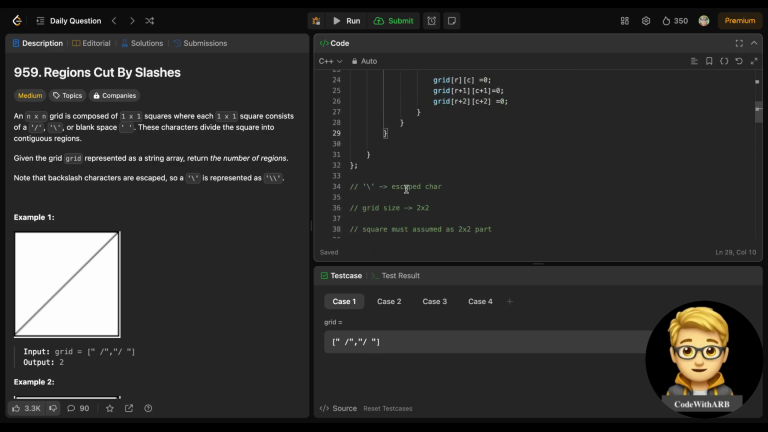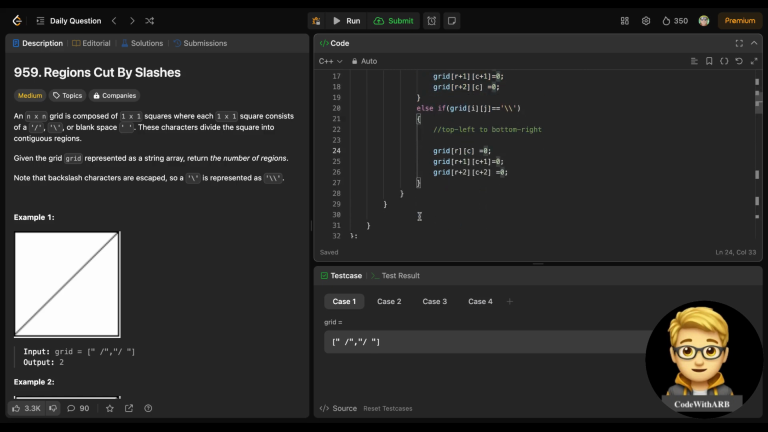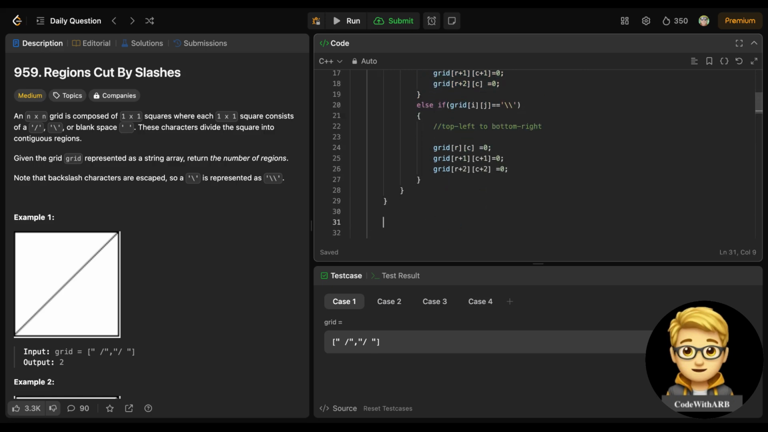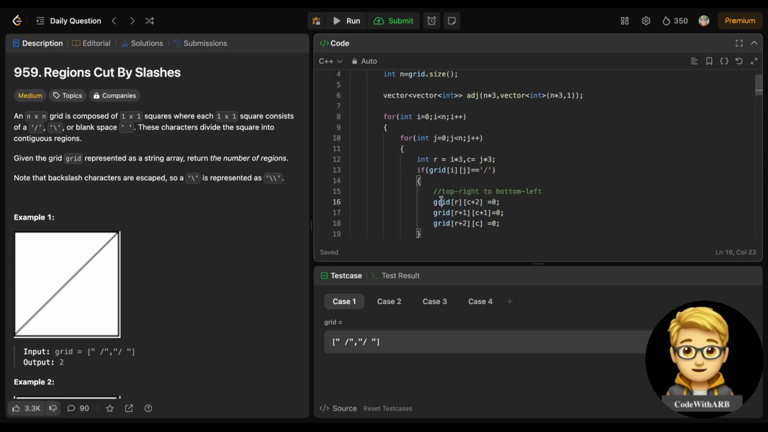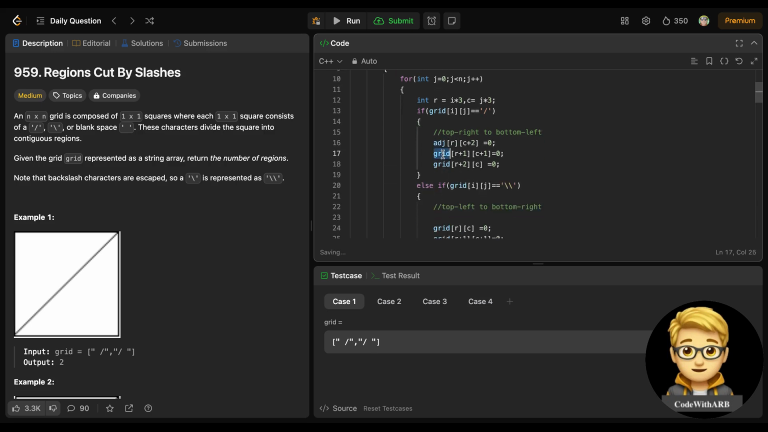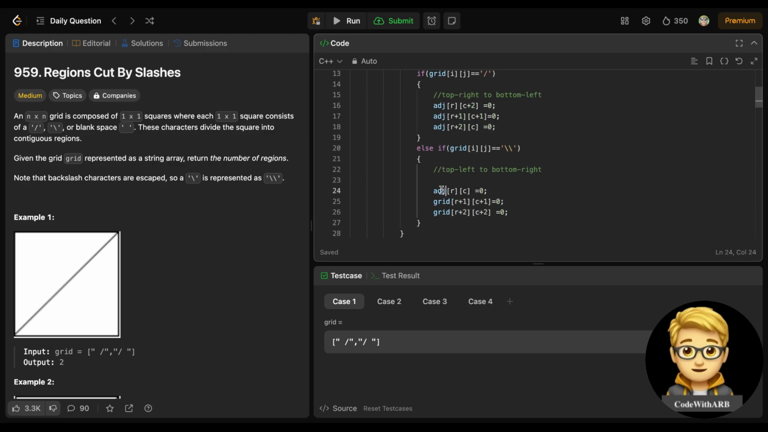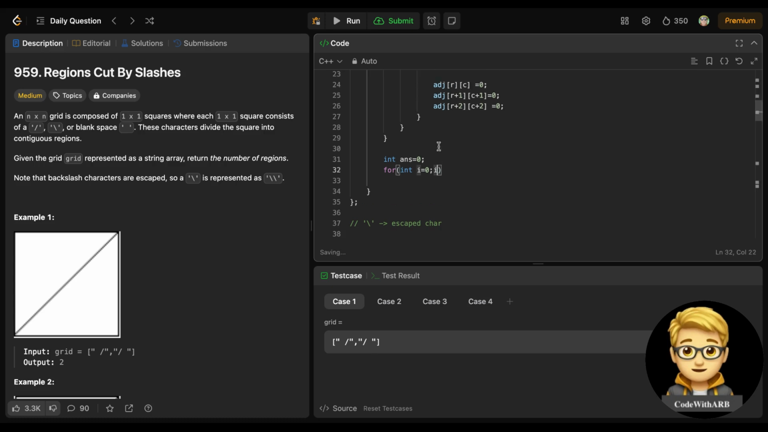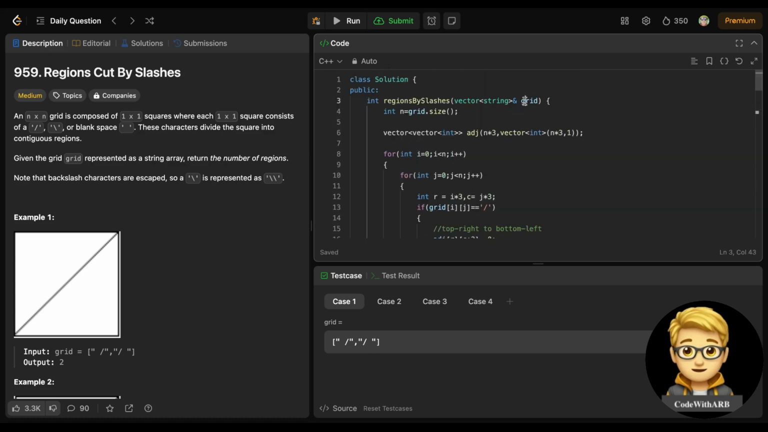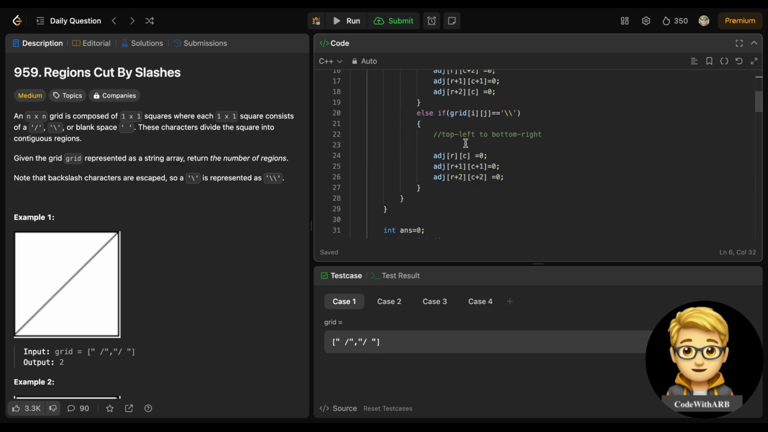Now this grid is ready. Now we can simply apply the number of connected components on this. So this is the counter, and I will start iterating in the grid. Sorry, this should be adjacency. We don't need the original grid now; we just need the adjacency grid. We just focus on adjacency.